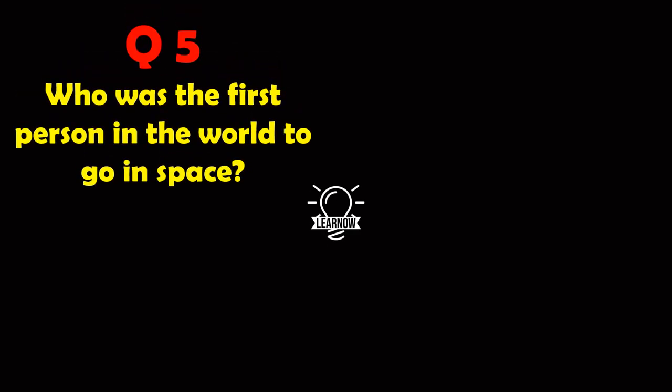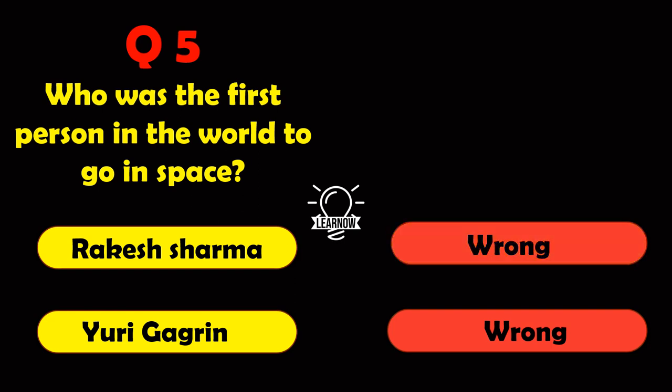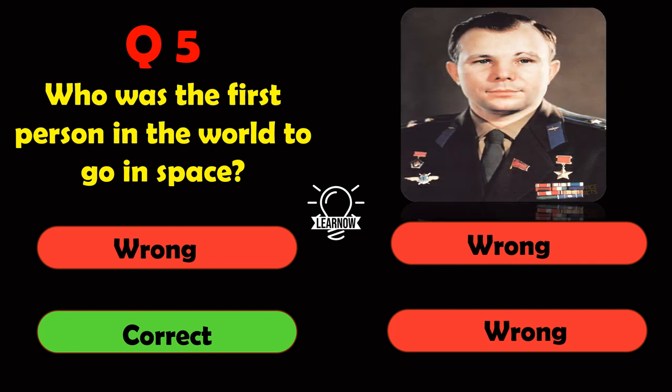So the question is, who was the first person in the world to go in space? So we have to tell who was the first person to go in space. So let's find out the correct answer. So as we know, we have a chapter on Sunita Williams. So was Sunita Williams the first one to go to space? Let's find out. Oh no, Sunita Williams is wrong. So we'll go to Kalpana Chawla. Kalpana Chawla is also wrong. So was it Rakesh Sharma then? Rakesh Sharma is also wrong. So that means we are left with only one option. That means Yuri Gagarin was the first person who went into the space. Right? So you can see his photo here, you can see his picture. So he is Yuri Gagarin, the first person to go in space.